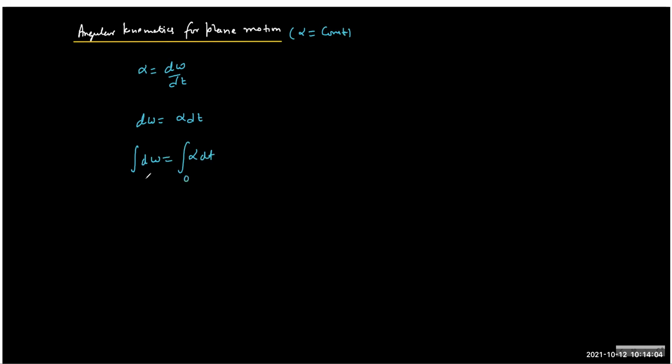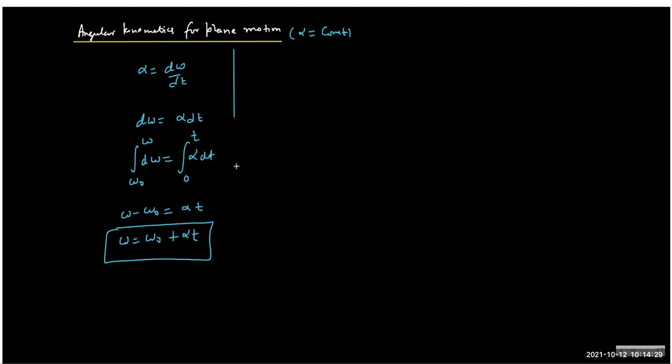So when time is 0, we call the angular velocity omega naught, which is the close analog to the u of linear kinematics. So when time is t, we call it omega. This is how we write. This turns out to omega minus omega naught because alpha is constant. You can take it out and integrating dt will give t. So a similar expression we get in here also.